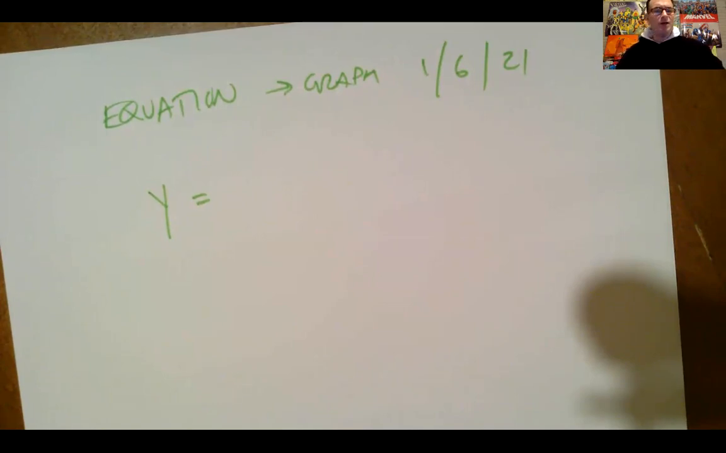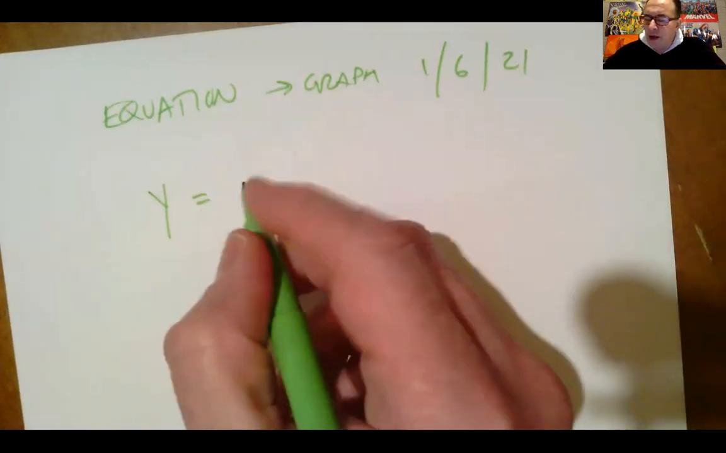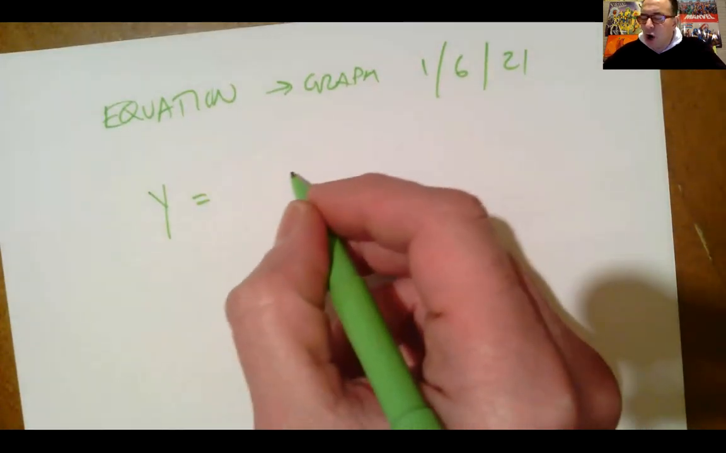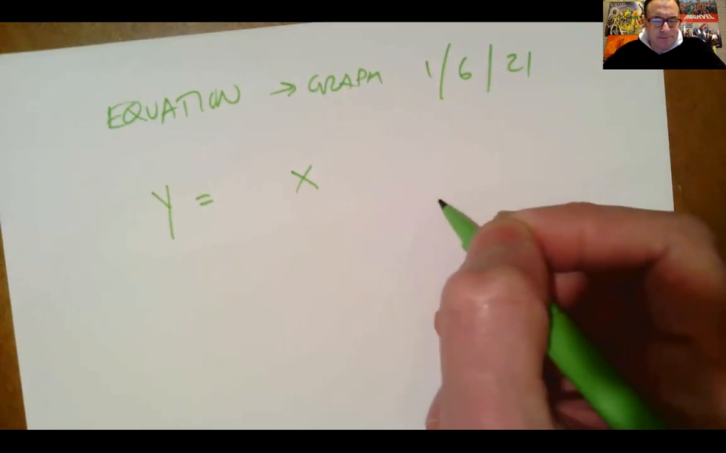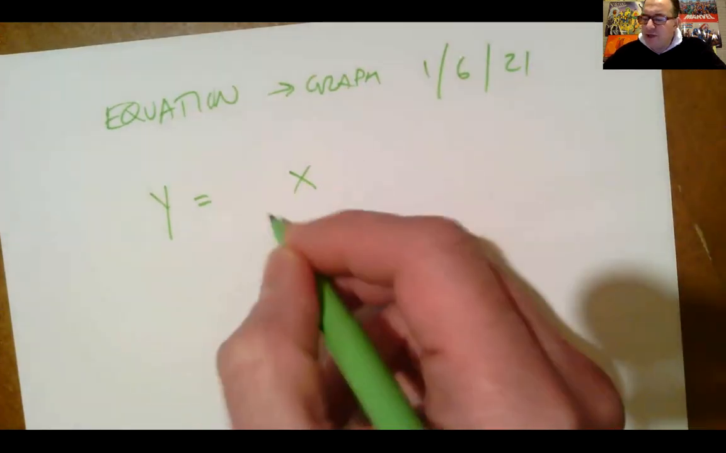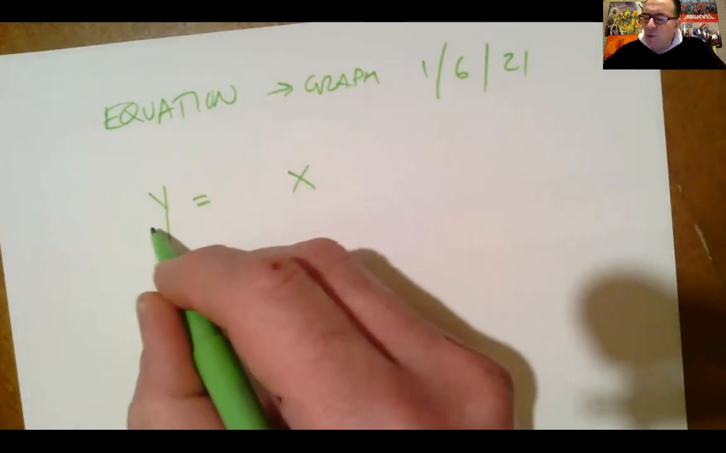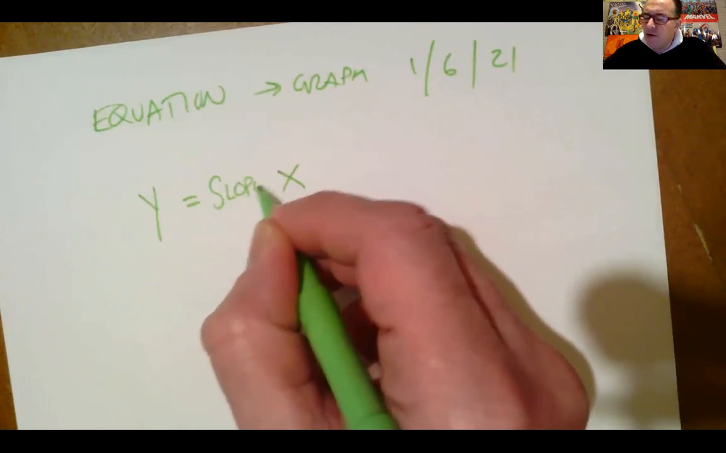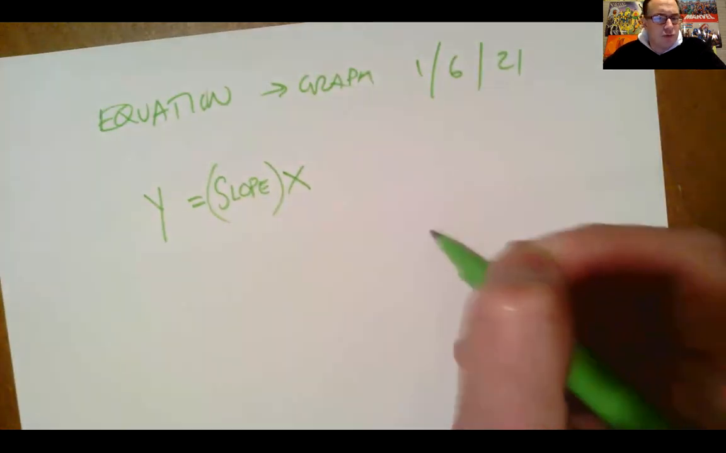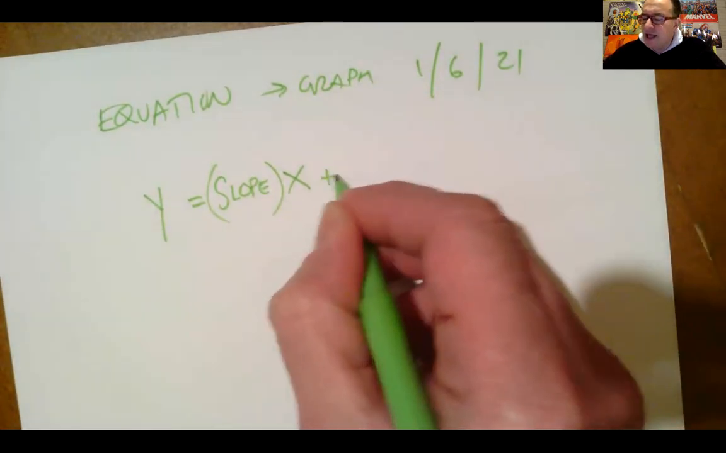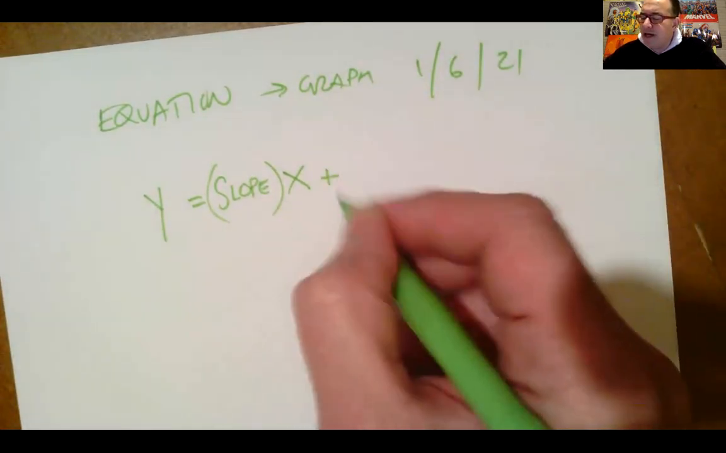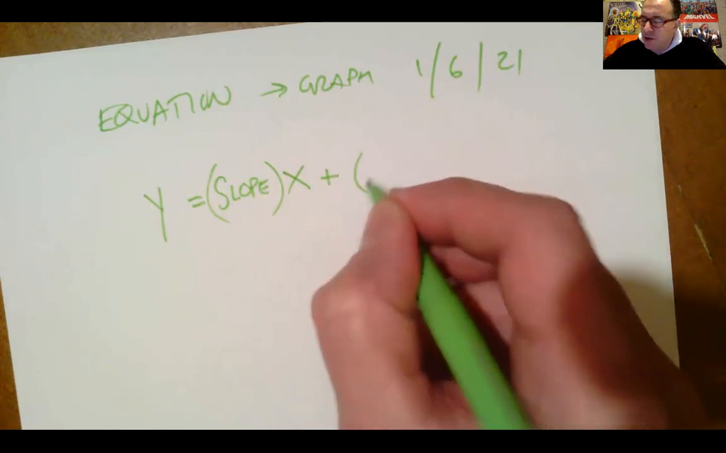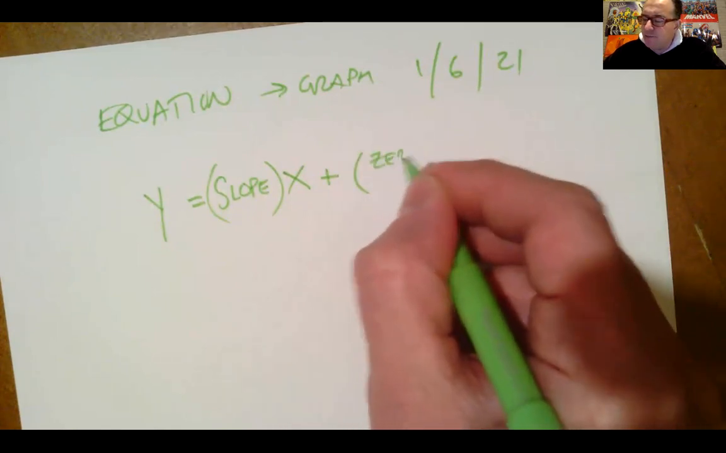And so the way we do that is there's always going to be something with an x, okay? And so the way that we do this is it's going to be y is equal to the number that is going to be in front of our x is our slope. And then the number that we're going to have here afterwards is your zero term.